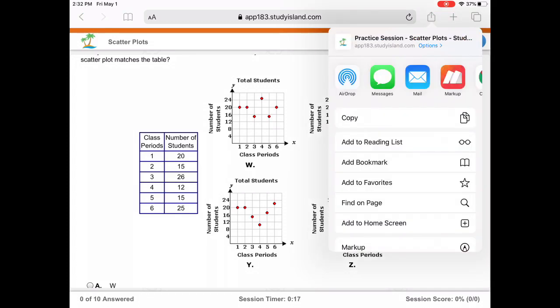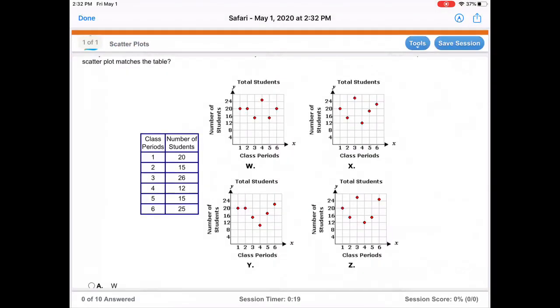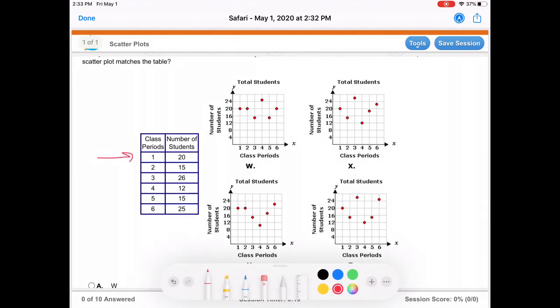I'm going to go right to the table and look at the different points. So 1, 20. The class periods are on the horizontal axis, so when we say 1, we're going to the right one. And the number of students is on the vertical axis, so we'll be going up for that. So 1, 20 means we go to the right one and up 20. So we've got that point there, we've got it there, we've got it there, and we've got it there. So that one didn't help us at all.